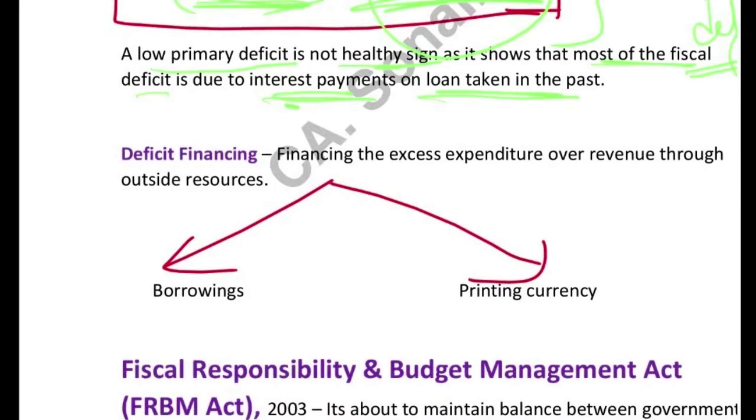Further, deficit financing is financing the excess expenditure over the revenue through outside resources. This is financed by the government to reduce its deficit liability. It can be done either by printing currency by the RBI or by borrowings taken by the government through the market or through the RBI.